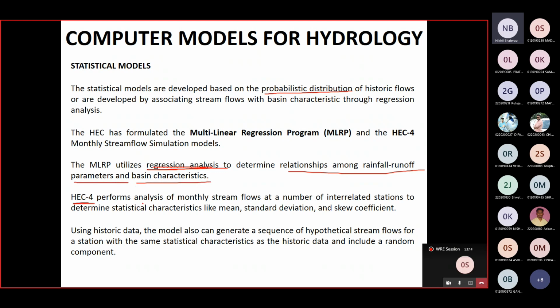HEC4 is going to perform the analysis of the monthly stream flows at a number of interrelated stations to determine the statistical characteristics like mean, standard deviation, and the skew coefficients. Actually, this is required when we compare your results with respect to the calculated or simulated data and the observed data. To carry out this analysis, these statistical models are going to help a lot.